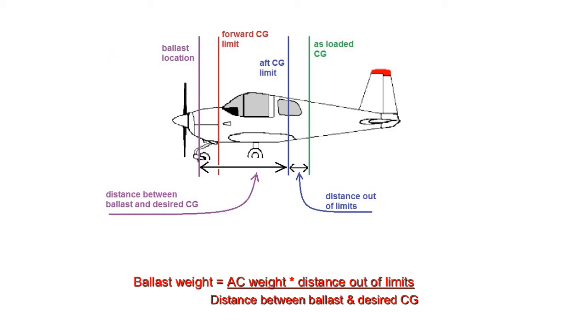We might also find situations where the as-loaded center of gravity is behind the aft CG limit. We solve these problems just as we did in the previous example where our as-loaded CG was ahead of the forward limit. The difference being, in this instance, that our distance out of limits is the distance between the as-loaded CG and the aft CG limit, whereas the distance between our ballast and the desired CG is the distance between our ballast location and the aft CG limit.